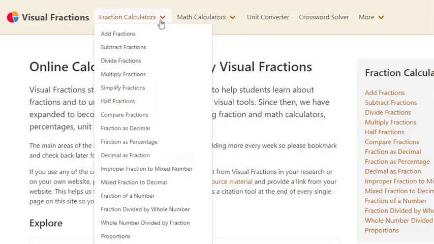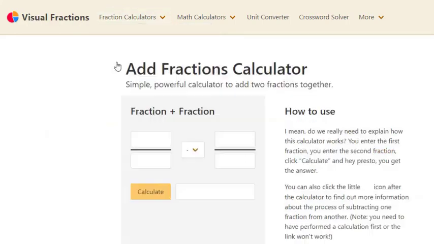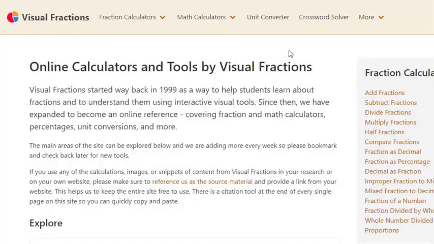Fraction calculators. You can use our calculators to create tests for students, check your answers, or just for fun. We teach you how to add, subtract, divide, or multiply fractions. You can also learn about mixed fractions, improper fractions, proportions, and much more.